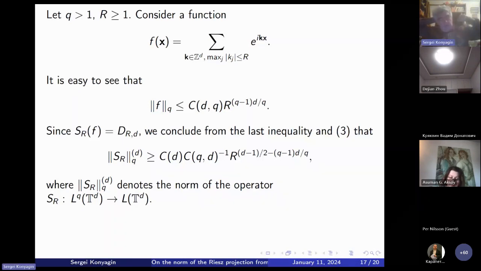The norm of the corresponding fundamental function is the Dirichlet kernel of dimension 1. It is well known, and it follows that the L_q norm of this function can be estimated in this way. Actually, again, this bound is correct in the order, so this is the correct order.